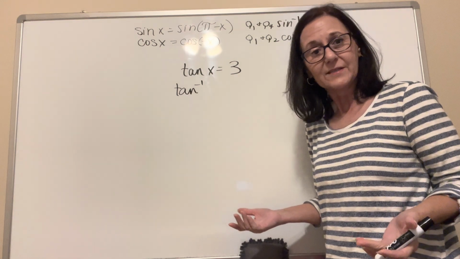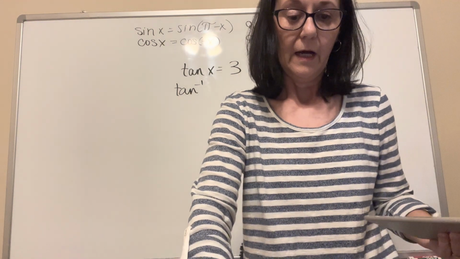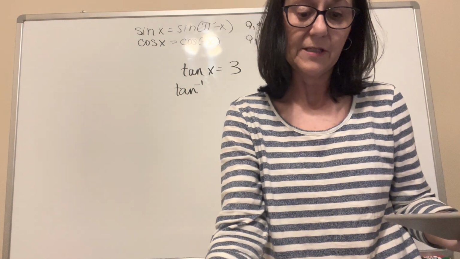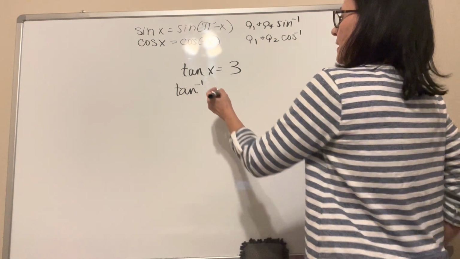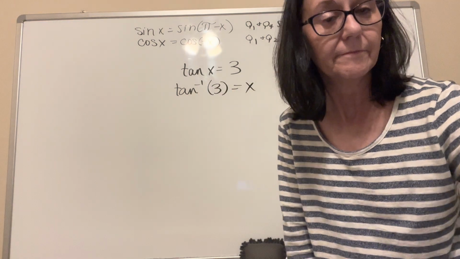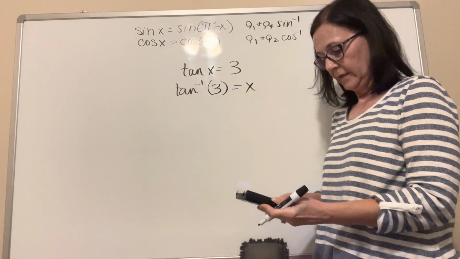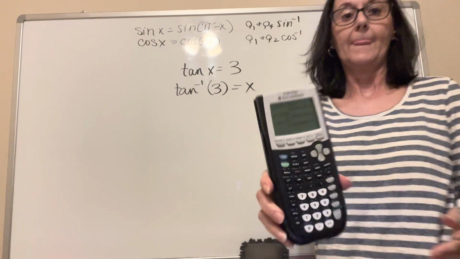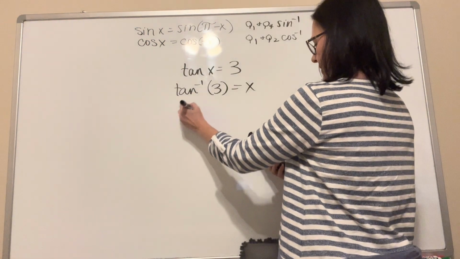I'm just always with the tan looking at quadrants 1 and 4. So when I take the inverse, I'm still looking at quadrants 1 and 4. So the inverse of the ratio equals the radians. And I do that in my calculator. Second tan, 3. And I get my radians.